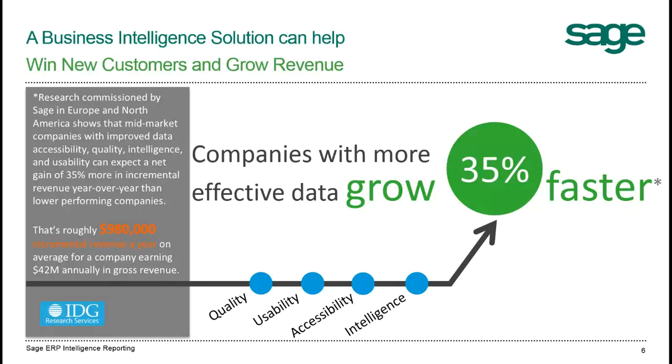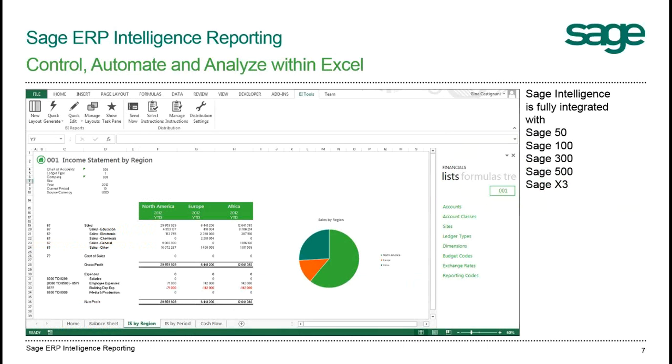So what is Sage Intelligence Reporting? And you probably already have a good idea what that is if you've attended any of these before, but it's very simple. Self-service business intelligence tool. It's built for small and mid-sized companies. It's really going to empower you to access and analyze your data in a familiar interface. Obviously, that's Excel in this case. So at the end of the day, we're making more informed decisions to help grow the business.